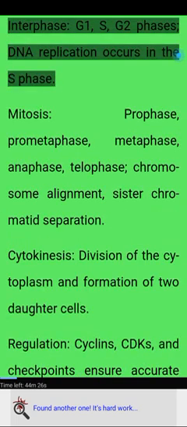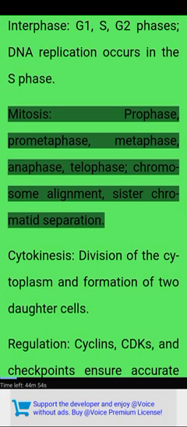Key concepts to focus on. Interphase: G1, S, G2 phases. DNA replication occurs in the S phase. Mitosis: prophase, prometaphase, metaphase, anaphase, telophase, chromosome alignment, sister chromatid separation.